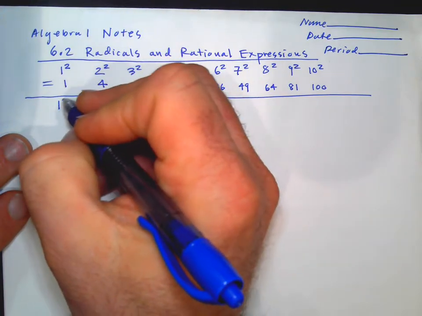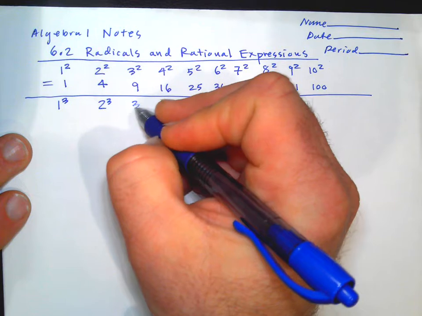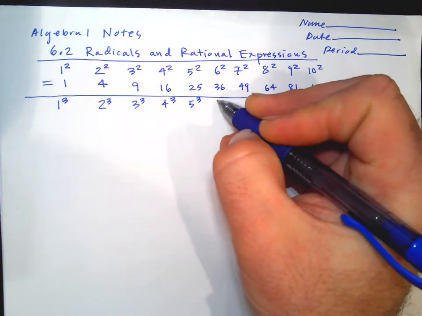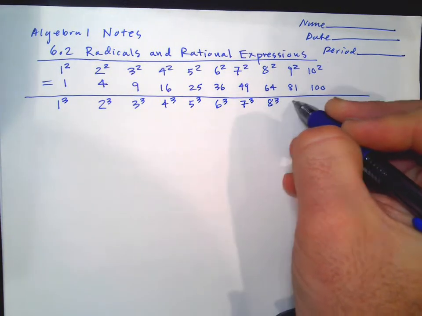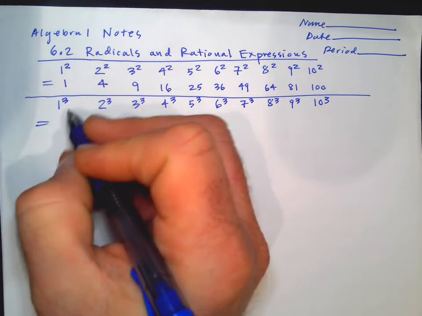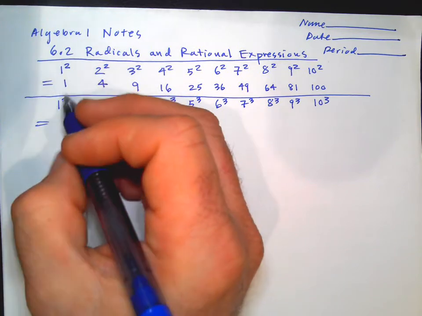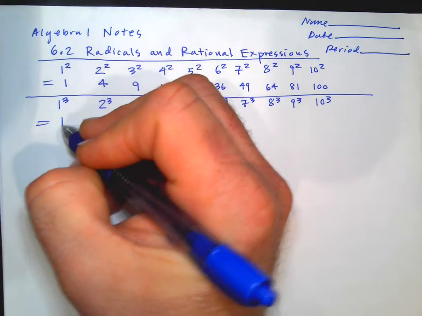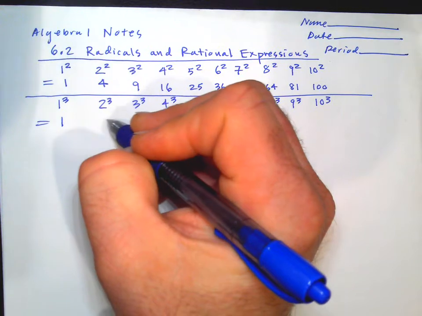But we also might need these. 1 cubed, 2 cubed, 3 cubed, 4 cubed, 5 cubed, 6 cubed, 7 cubed, 8 cubed, 9 cubed. Some of these are going to be a little harder, 10 cubed. Now, that's just 1 times 1 times 1, which is also 1 times 1 times an extra 1. So we could use our answers up here to help us. We just multiply that by an extra 1. We multiply this by an extra 2. 2 times 2 is 4, times 2 is 8.